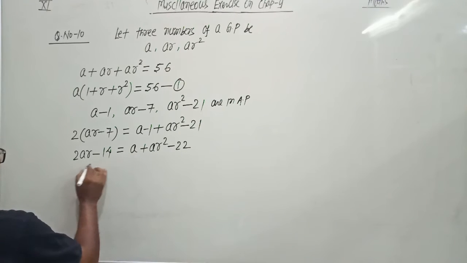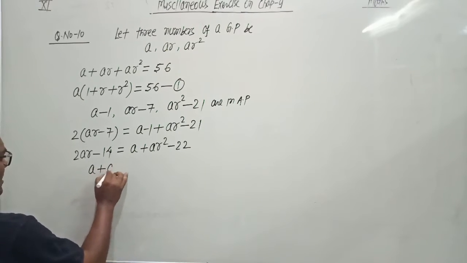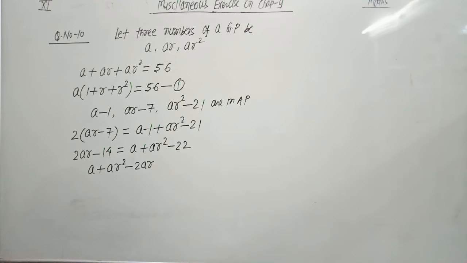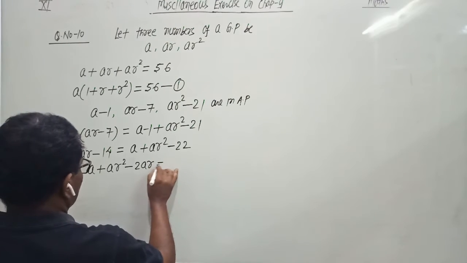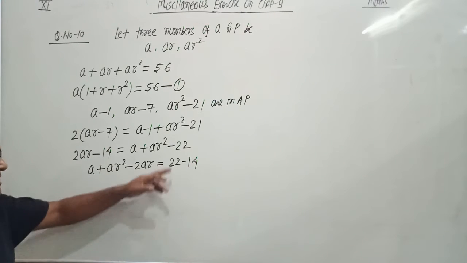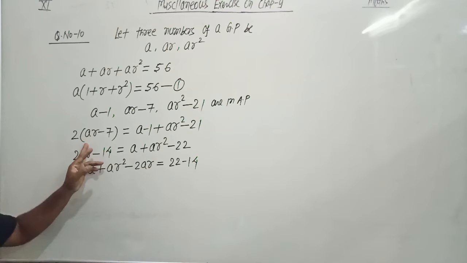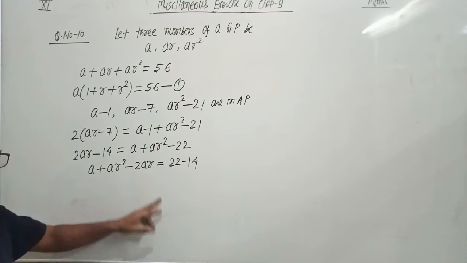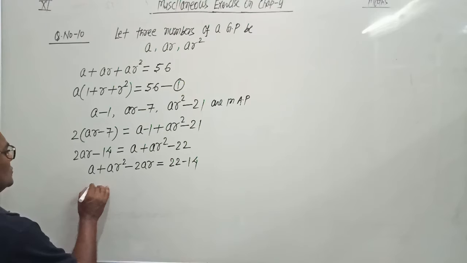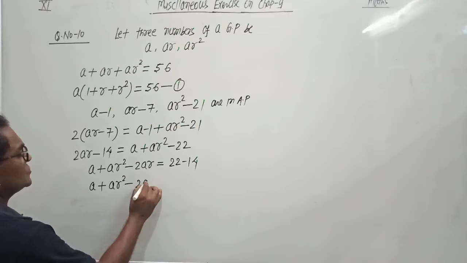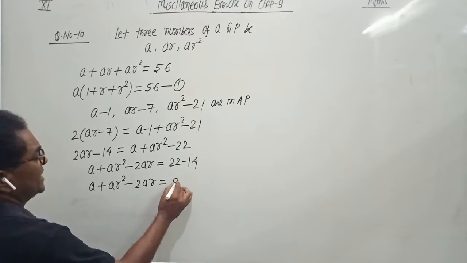Then A plus AR square minus 2AR is equal to 22 minus 14. This minus 22 will go on the left side, it becomes plus 22. And this is minus 14. And 2AR will go on the right side, it becomes negative. So we get A plus AR square minus 2AR equals 8.